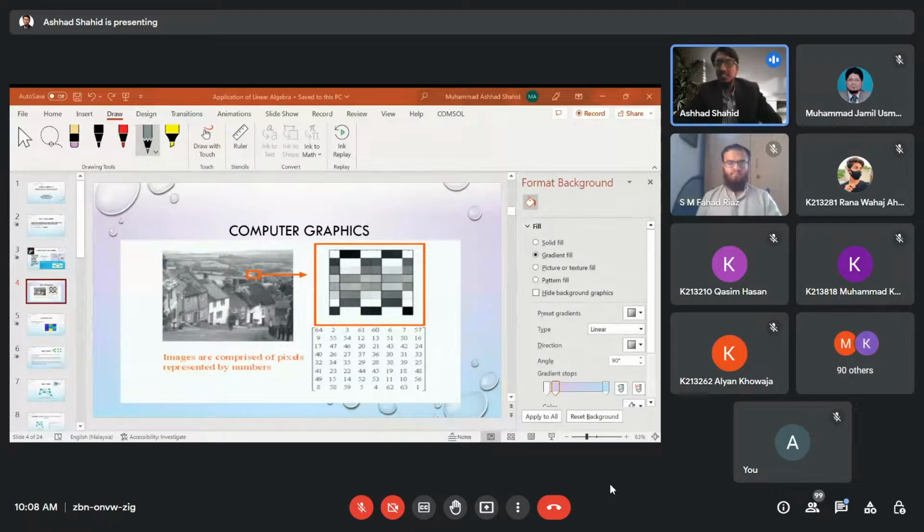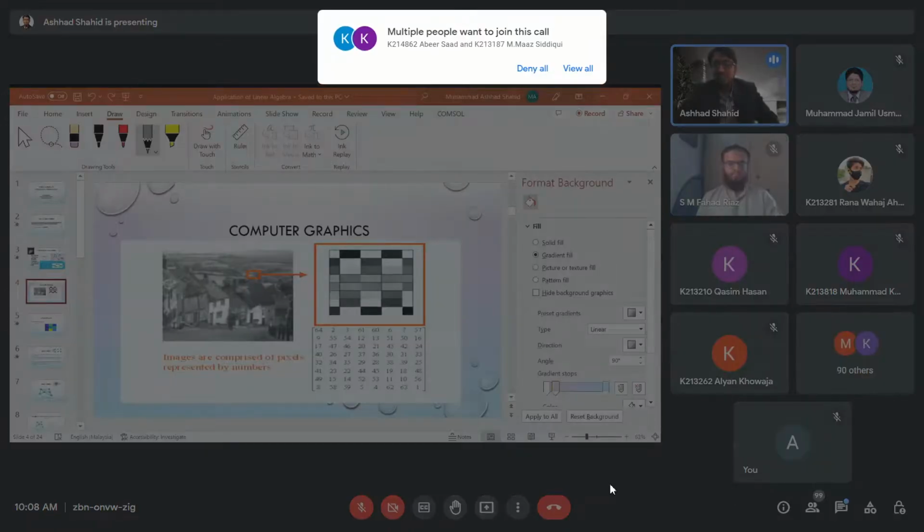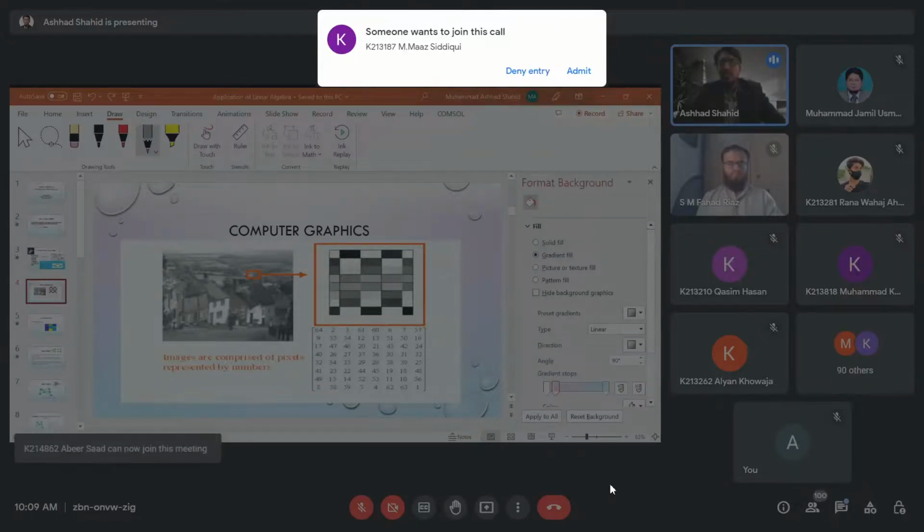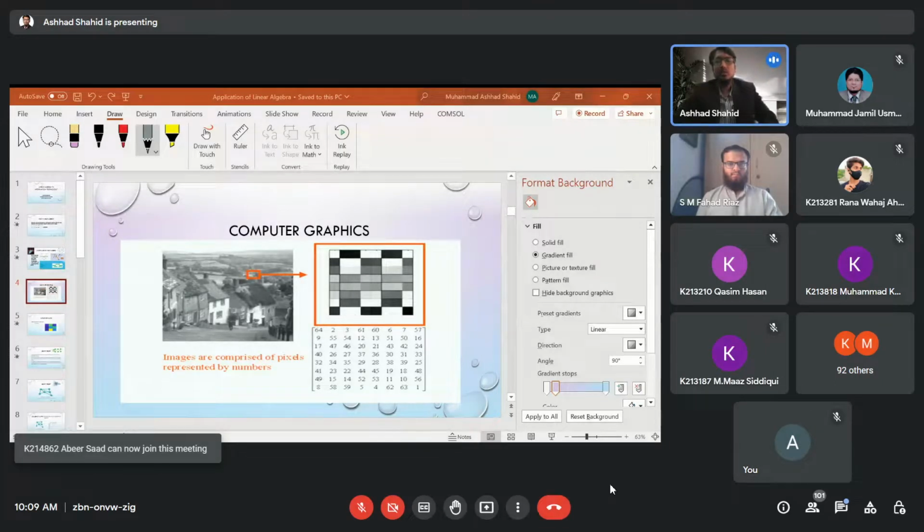Sir, there is a myth. Kasim Alias Hasib is asking, sir, there is a myth among students that those who are good with mathematics are more likely to be better data scientists or machine learning engineers. What's your view on this?